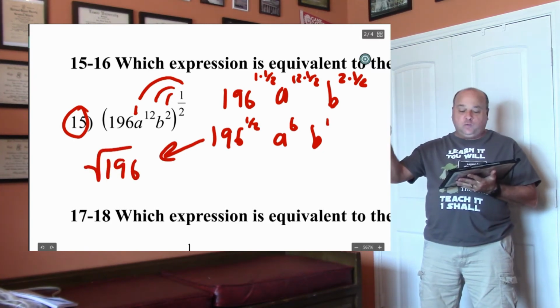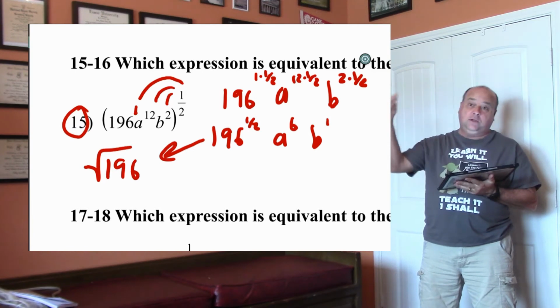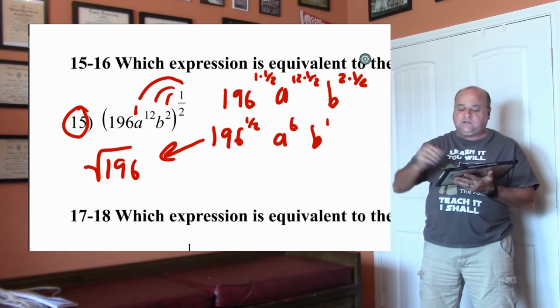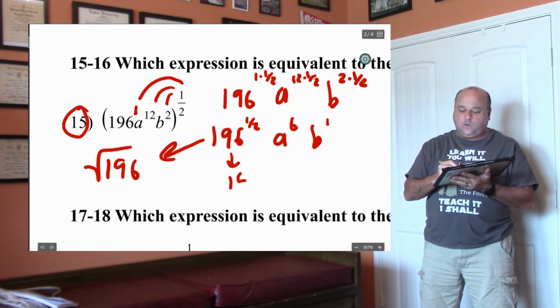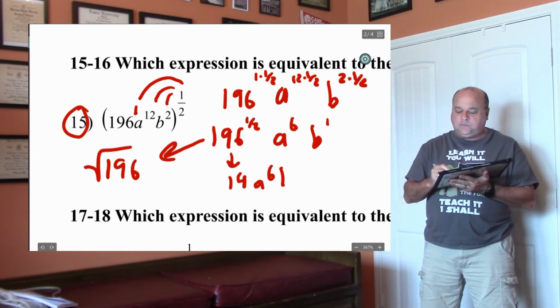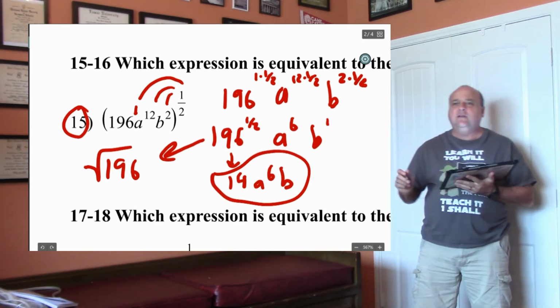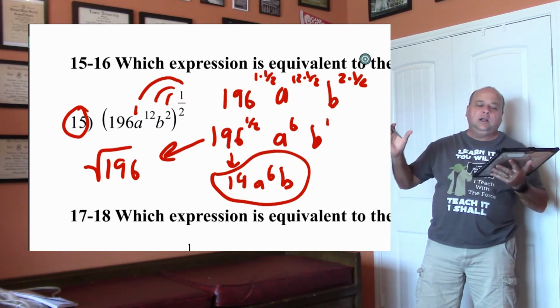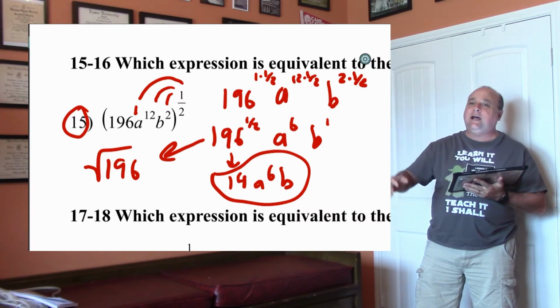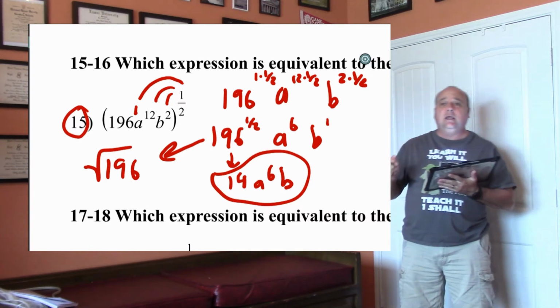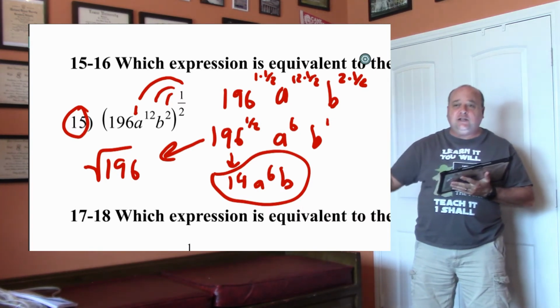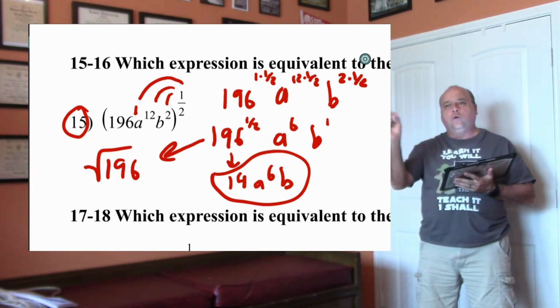So if you were to punch 196 to the 1/2 power or the square root of 196, you would get the same thing. This turns into 14. We have A to the 6, and we don't put the 1 exponent, do we? So it's just this, 14 A to the 6 B. It's going to be a little bit simpler when you have multiple choice items. This is tricky, so I'm not saying it's not. You got to just do the problems and get the rules down.